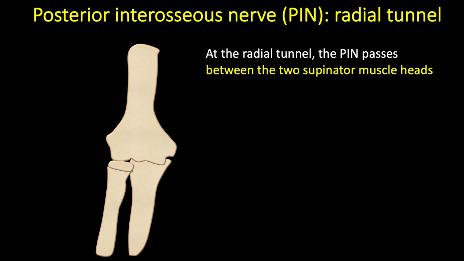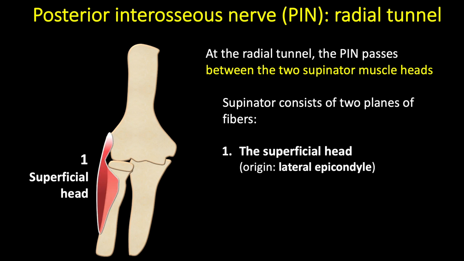At the level of the radial tunnel, the posterior interosseous nerve courses posteriorly between the two supinator muscle heads and provides motor function in the forearm. The supinator muscle consists of two planes of fibers. The first plane is that of the superficial head of the supinator muscle, which originates by a tendinous portion from the lateral epicondyle and courses distally to insert into the lateral edge of the radius tuberosity and the oblique line of the radius.